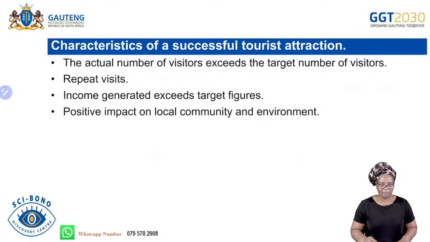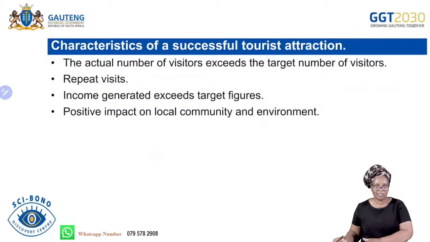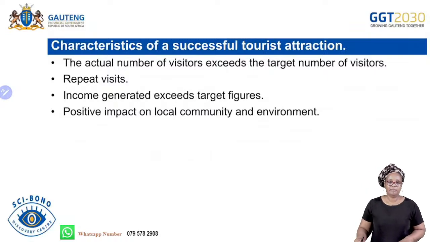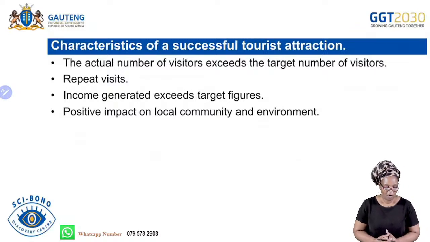And another thing that will contribute to income generated, whereby it will be more than the target figures, is when you talk about seasonality, whereby you know that during this season, more tourists will be visiting this area more than the other season. So they'll get more income. The fourth one, which is the last one, let's talk about positive impact on local community and environment.